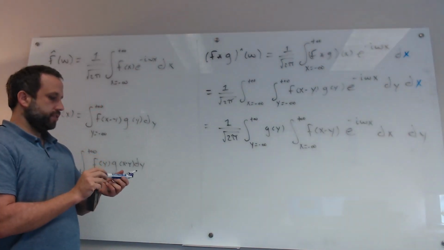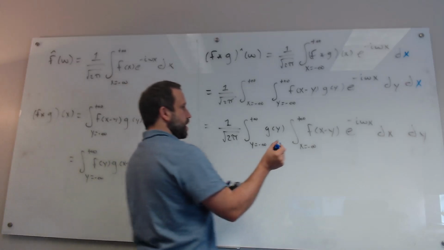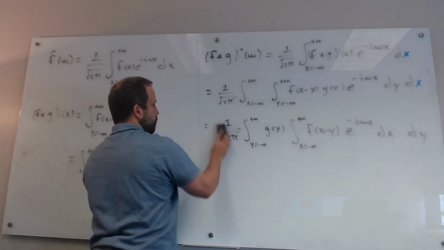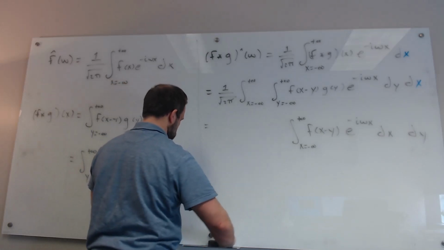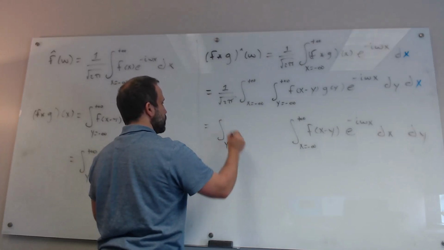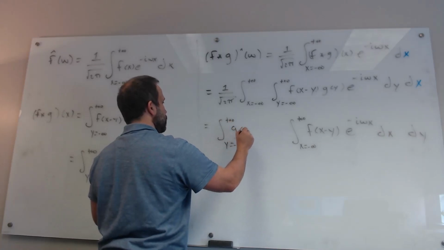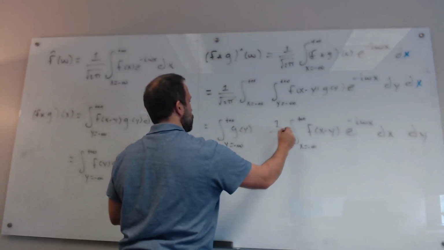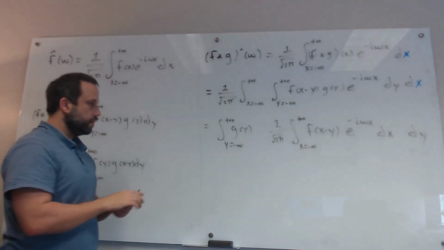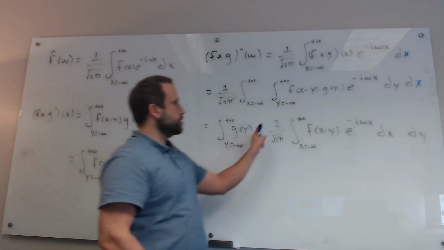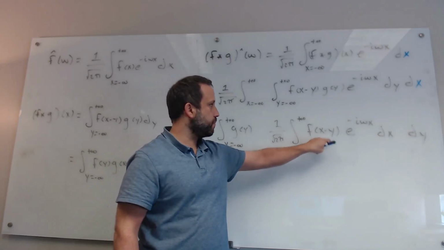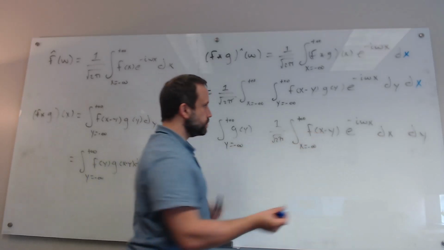So what I'm going to do is I'm going to say, look, this integral right here, if I put the 1 over the square root of 2 pi here, let me just switch this around. So this is the integral y equals minus infinity to positive infinity g of y, and this is 1 over the square root of 2 pi. I'm just putting this inside the integral. This right here looks like the Fourier transform of f, except instead of having just the variable of integration there, I have x minus y. So I'm going to fix this.